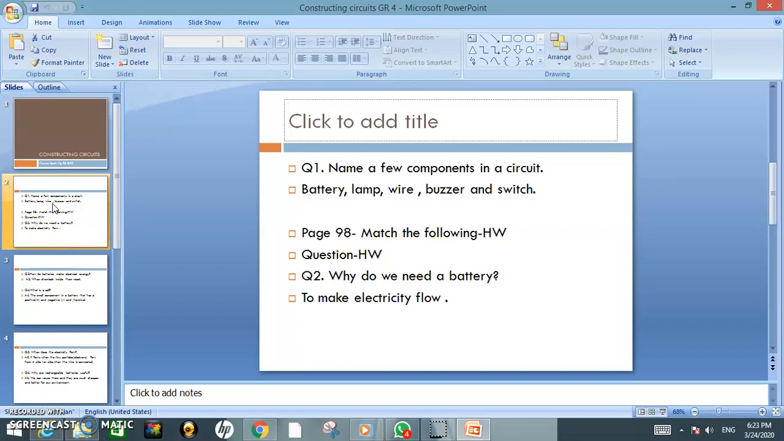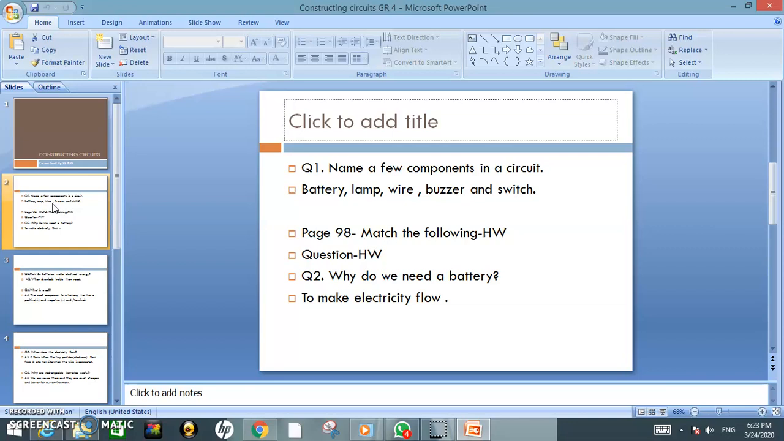Okay. So now the first question that I have written here, name a few components in a circuit. What are the few components? You have battery, you have lamp, the wire, buzzer and switch. Now I request all of you to please write this question number 1 and question number 2 in your notebook. Which side? The ruled side. Come on.